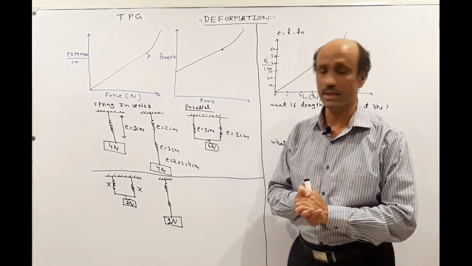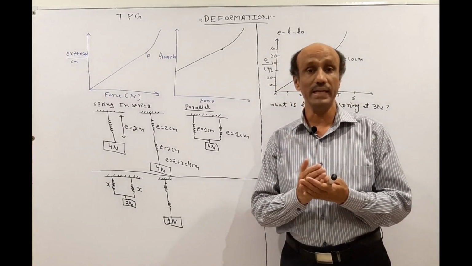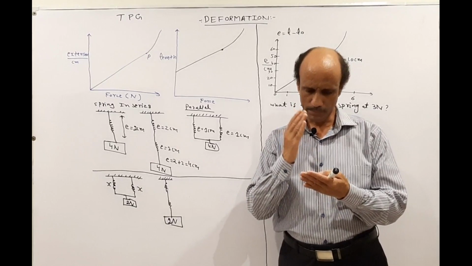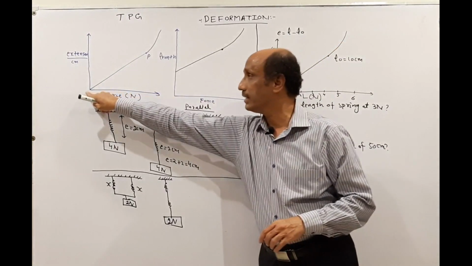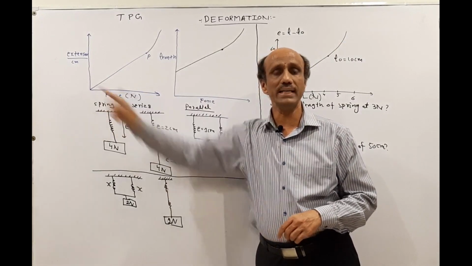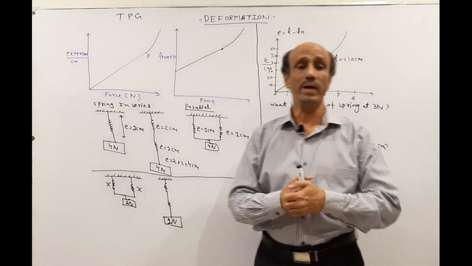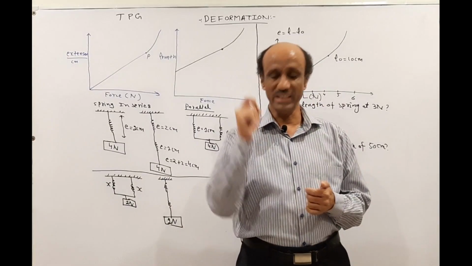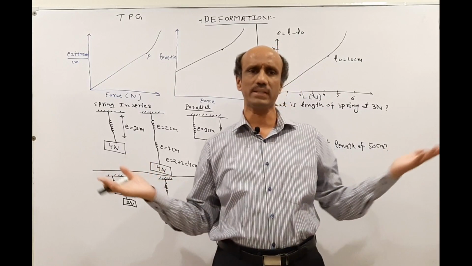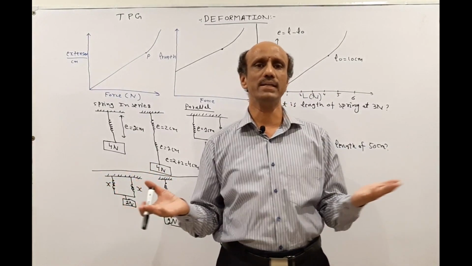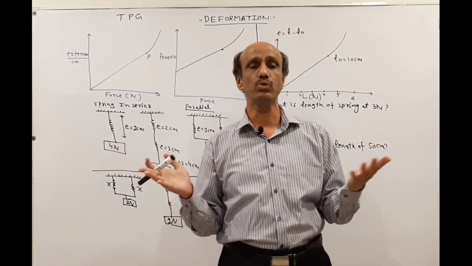So let us begin. As we already know, the extension and load graph will always start from the origin. What is the reason why the extension and load graph will start from the origin? A very simple reason: when the load is zero, the spring will not extend. It means that whenever there is no change in length, there is no extension.